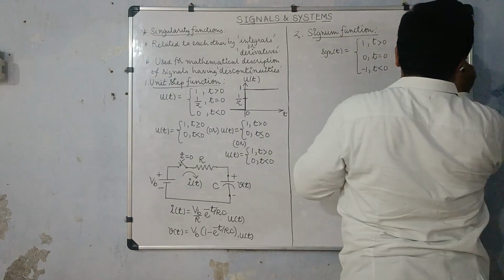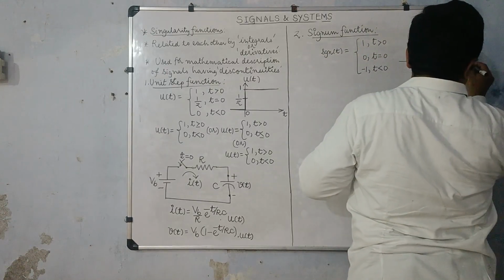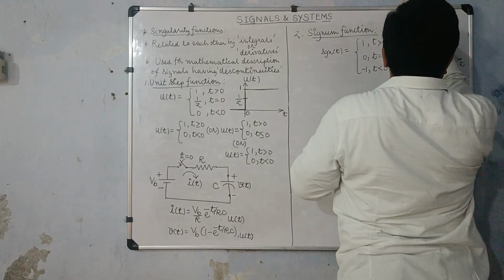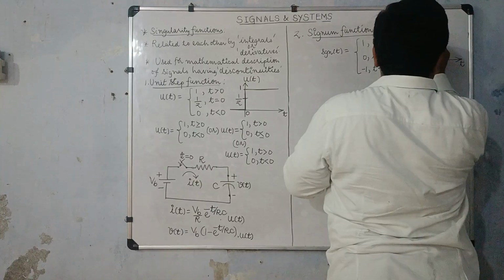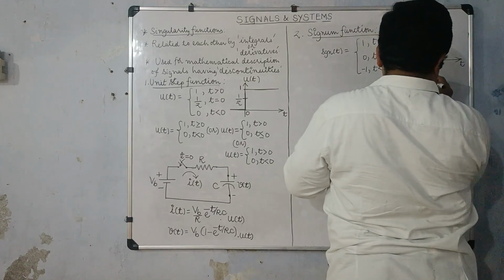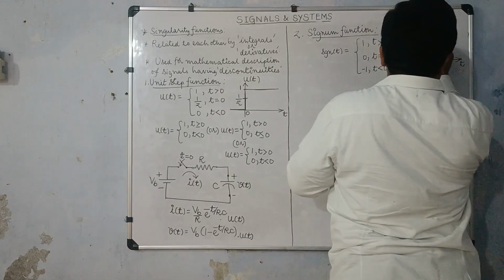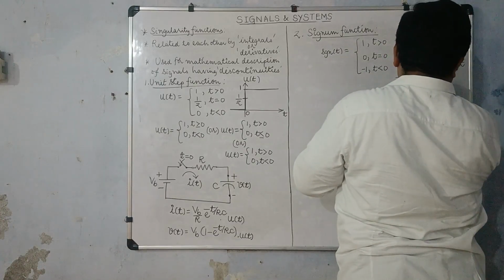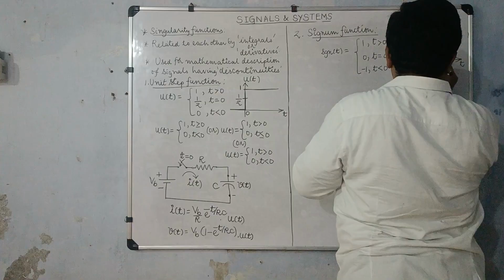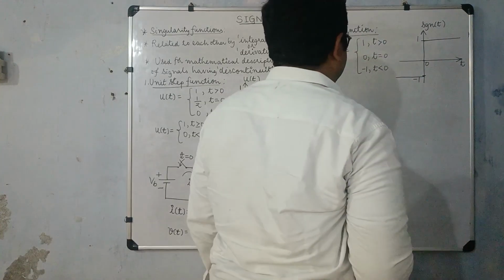So I can draw graphically the signum function as Sgn of t. If this is 1 and this is minus 1, it is 1 for t greater than 0, minus 1 for t less than 0, and 0 for t equal to 0.